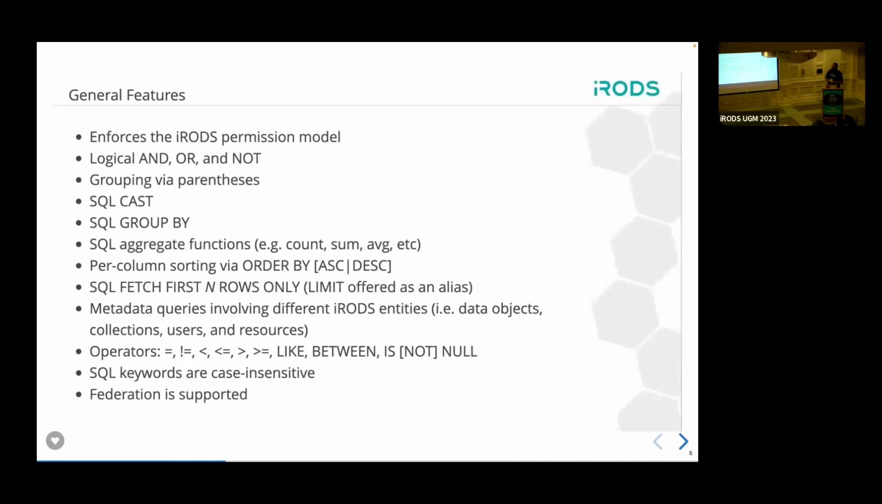So here is the list of features that are provided by this new parser. All of these things work today as is. It enforces the iRODS permission model. It supports all of the logical and, or, not operators. You can now group things using parentheses in whatever way you want. There's no magic around the grouping of metadata anymore. It also supports some additional things such as casting and group by. It also gives you the ability to specify an upper limit on the number of rows that are returned.